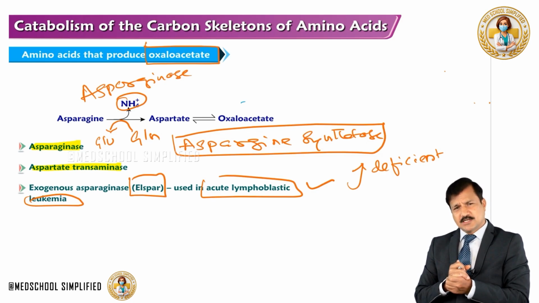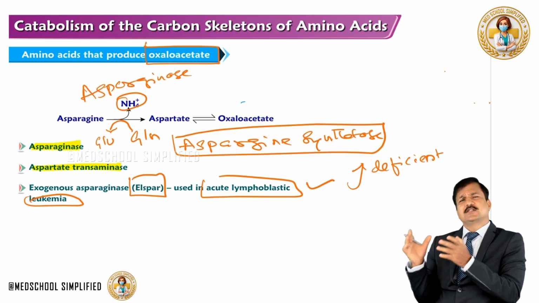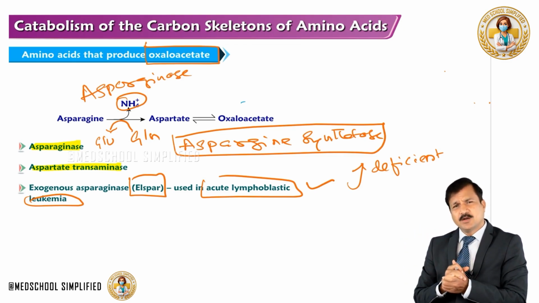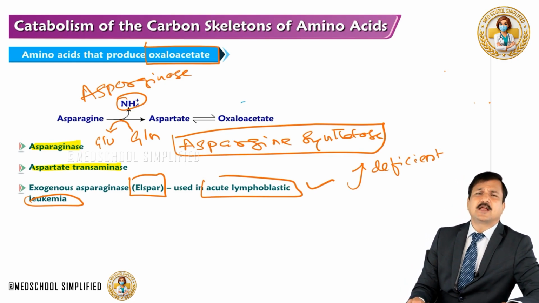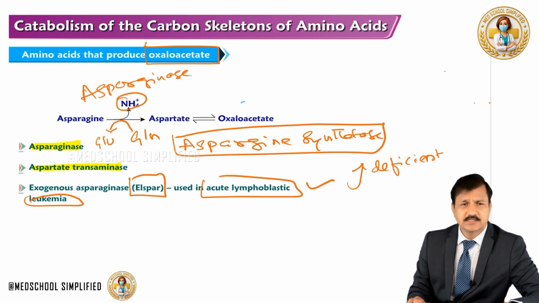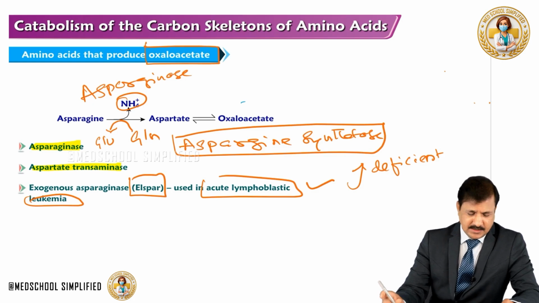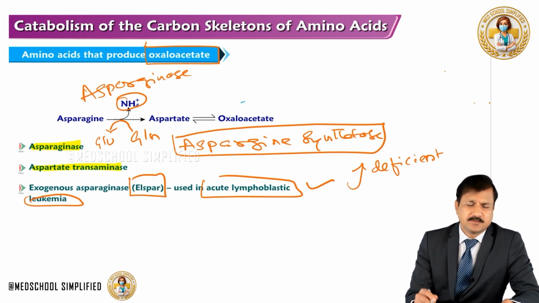What about the normal cells? Normal cells have their own asparagine synthetase enzyme, so they can synthesize asparagine in their cells. They are not dependent on the blood-borne asparagine, and that's one of the clinical applications that we can use from this particular reaction, that is the conversion of asparagine into aspartate. So that's about the amino acids that form oxaloacetate as their catabolism of carbon skeleton.